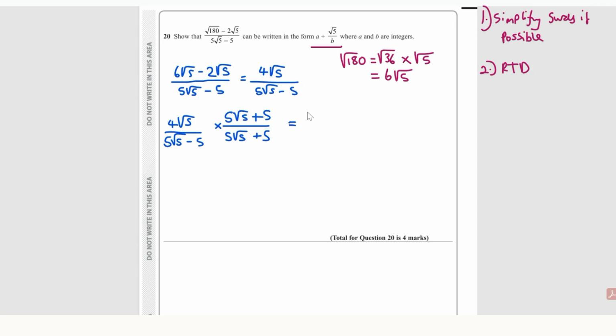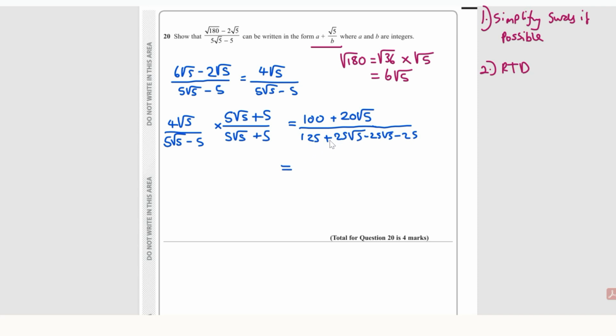And multiplying across as normal, this will give us 4 times 5, which is 20. Root 5 times root 5 is 5, so 20 times 5, which is 100, plus 20 root 5. 5 root 5 times 5 root 5. 5 times 5 is 25, times by 5, 125. Plus 25 root 5. Minus 25 root 5 minus 25.